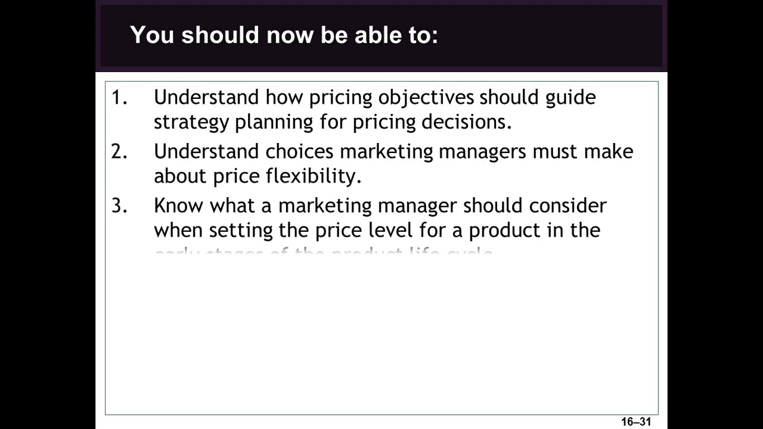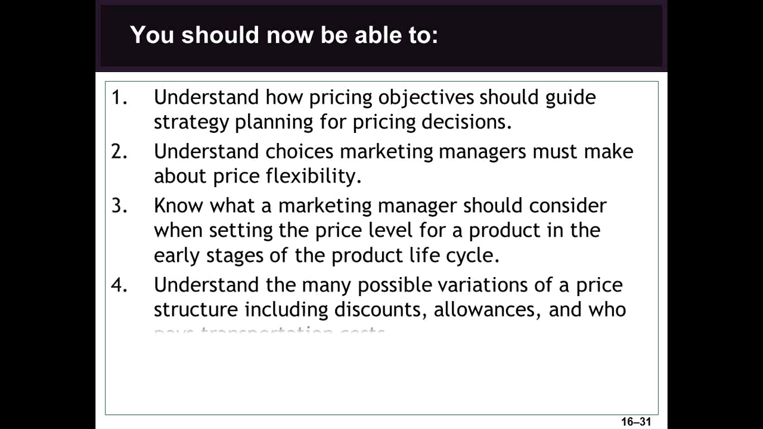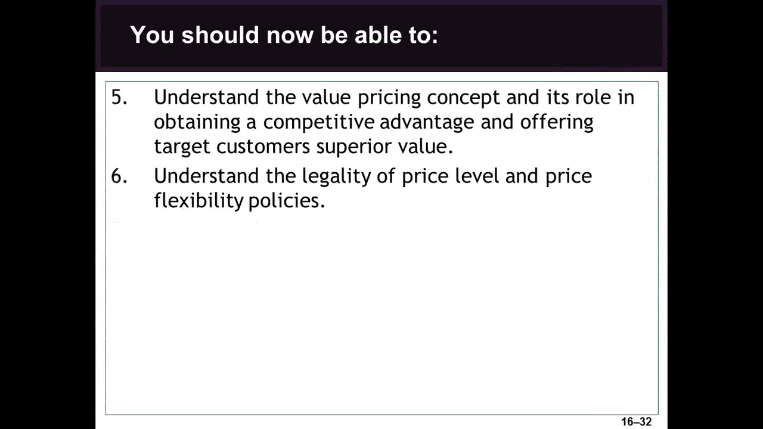So now you should know how pricing objectives guide strategy planning for pricing decisions, the choices marketing managers make about price flexibility, the way a marketing manager considers when setting the price level for a product in the early stages of the product life cycle, many possible variations of a price structure including discounts, allowances, and who pays transportation costs, the value pricing concept and its role in obtaining a competitive advantage and offering target customers superior value, the legality of price level and price flexibility policies, and new terms.